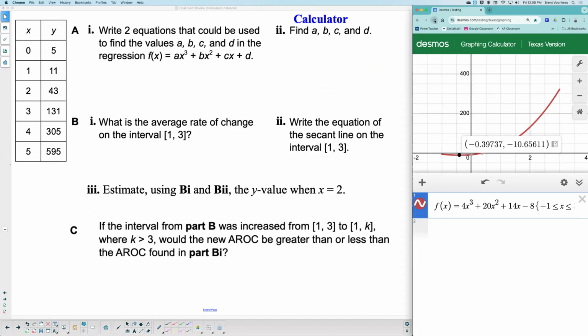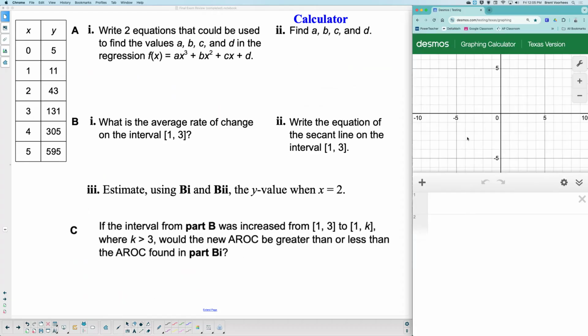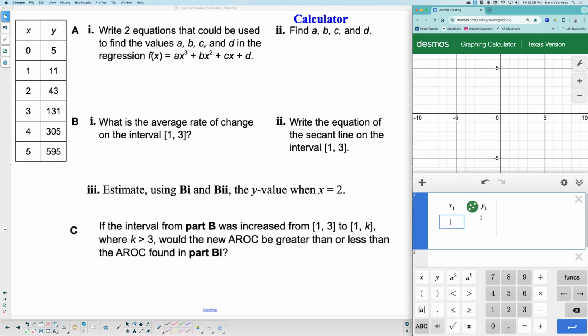Let's go over what we went over last class. 1-13. Let's go over this. If you remember, once you have your Desmos fired up, hit the plus, choose table, or you can just type in table, whichever is easier for you. Let's type these values in.